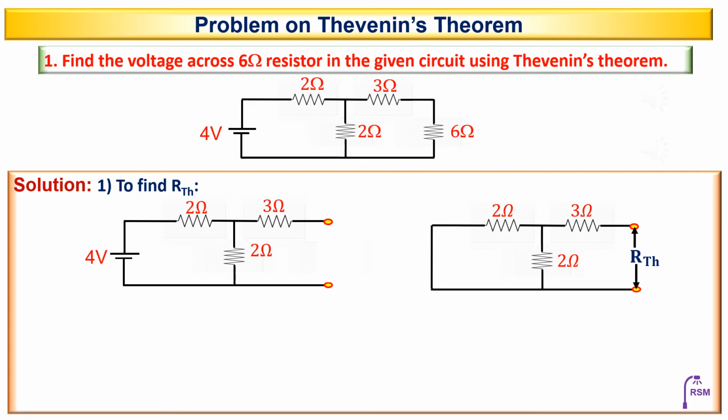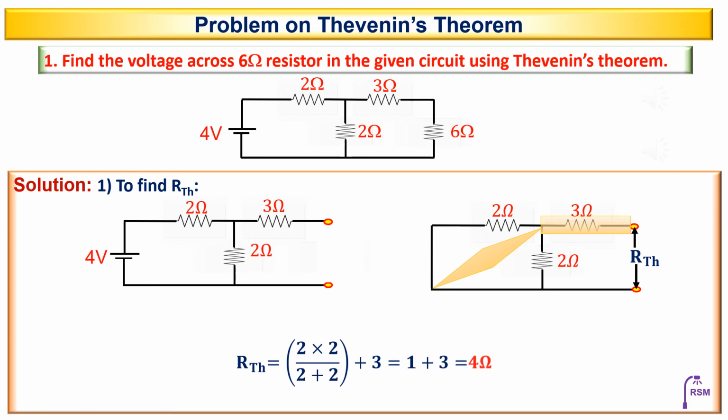In this case, the first two resistors, that is 2 ohm and 2 ohm, are in parallel with respect to the terminals of the 6 ohm, and 3 ohm resistor is in series with that combination. Therefore, RTH becomes 2 into 2 by 2 plus 2, plus 3, which is equal to 1 plus 3, which is equal to 4 ohm.